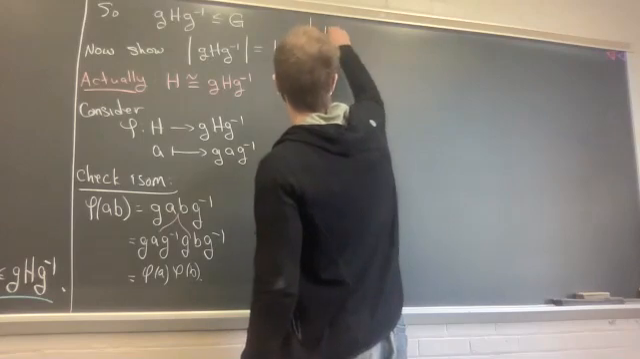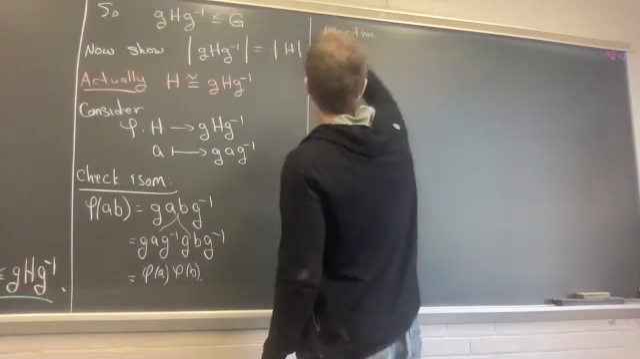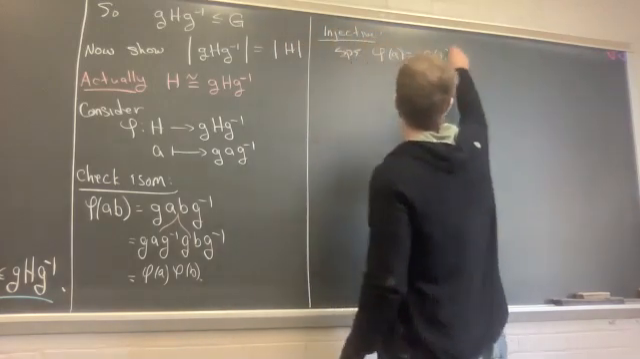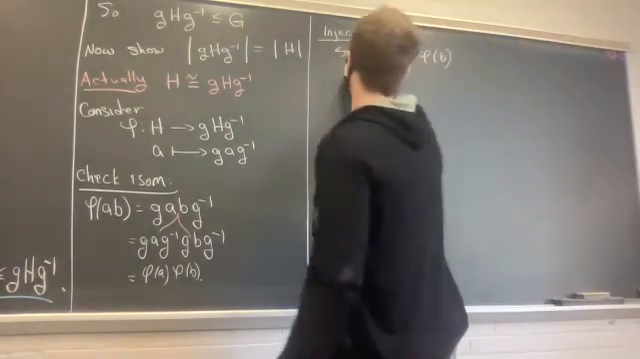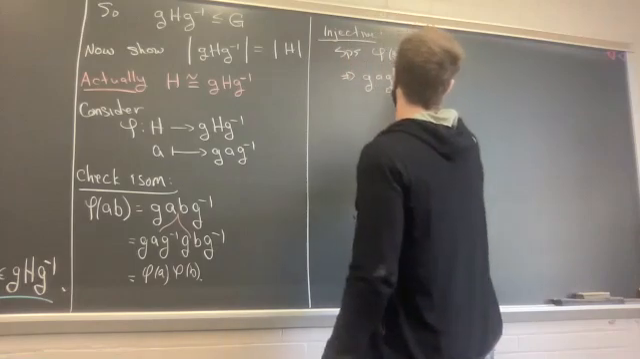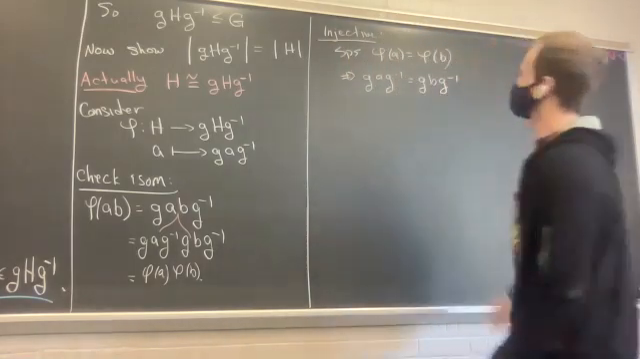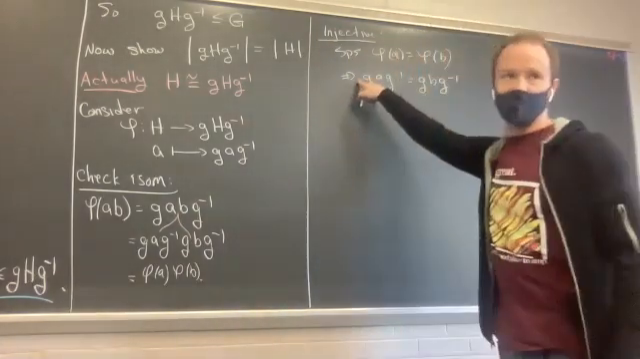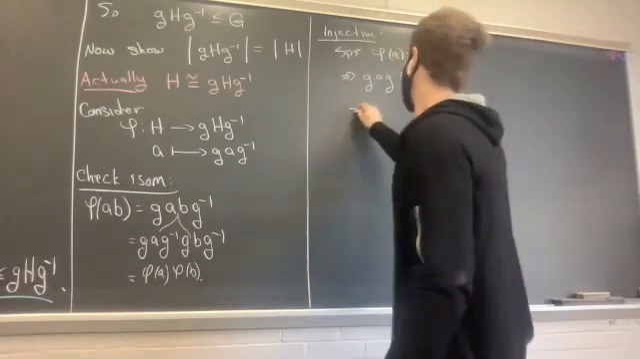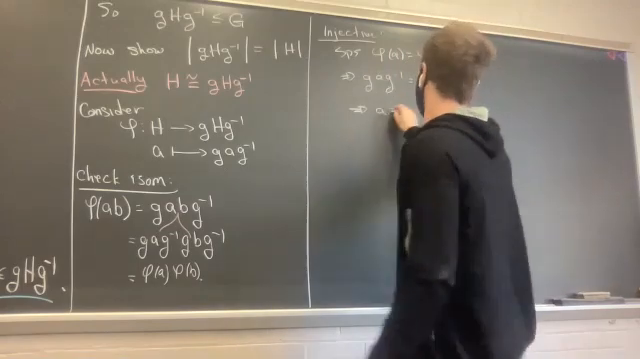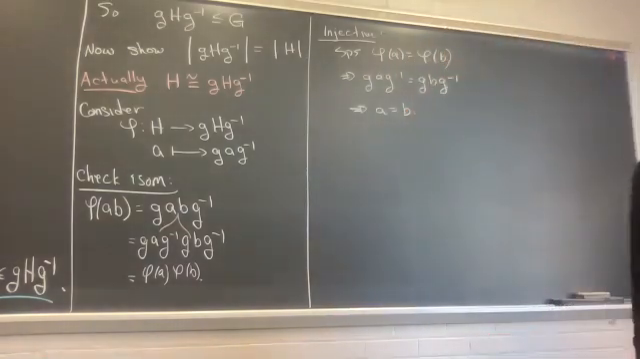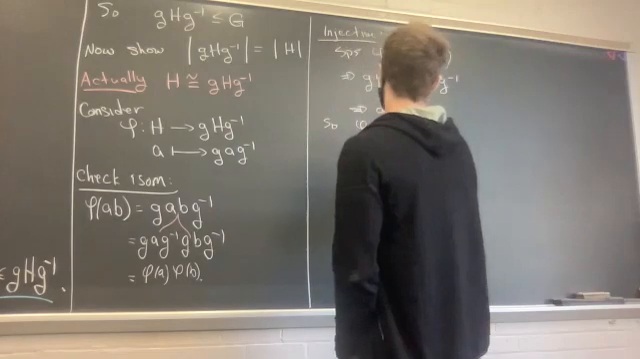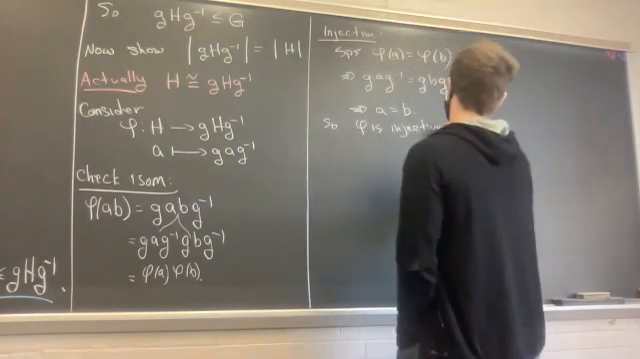So let's show injective. So let's suppose that phi of a equals phi of b. But that means that g a g inverse equals g b g inverse by the definition of our map phi. But then we can left multiply by g inverse, right multiply by g, and that immediately gives us a equals b. But that's what we needed, right? So phi is injective.